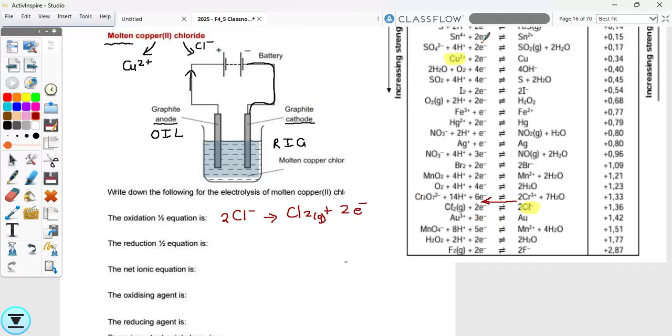Then the copper is obviously going to be our reduction half reaction. So we're going to write Cu2 plus plus two electrons forms Cu. And there it is. Now they want the net ionic equation. So what's my next step?